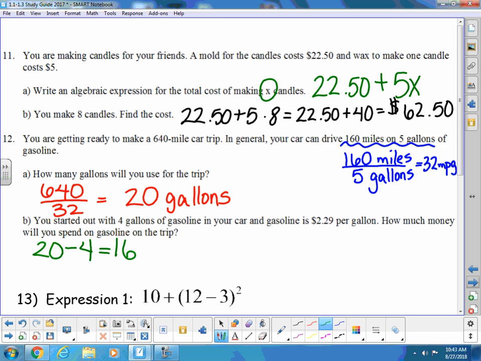What am I going to do? Multiply 2.29 times 16. Tell me what you get. Again, we're going to label it with the dollar sign here. $36.64.